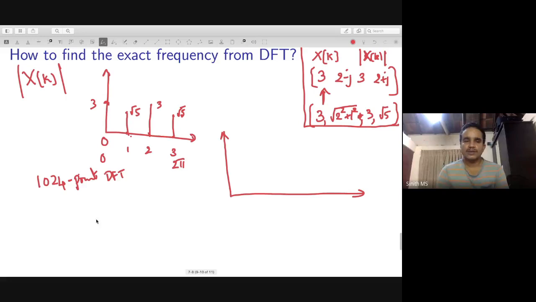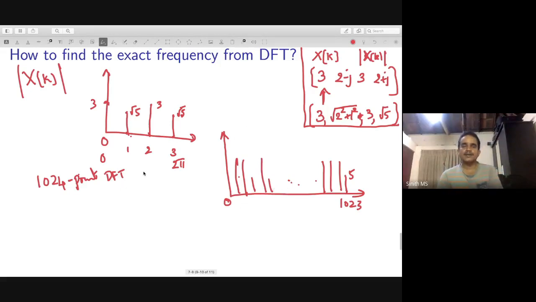Suppose you have taken a 1024 point DFT. So starting from 0 to 1023, you have several values. These are the 1024 point DFT values, or N-point DFT where N is 1024.